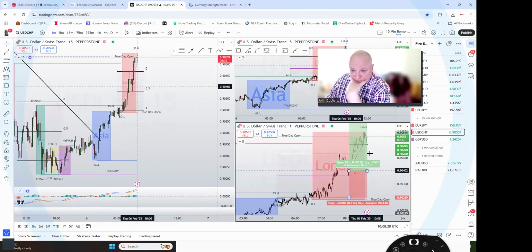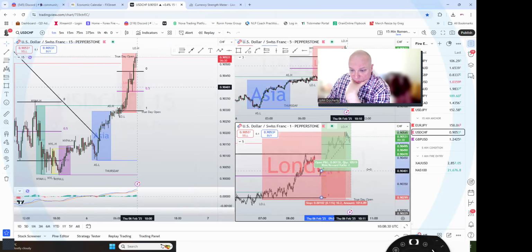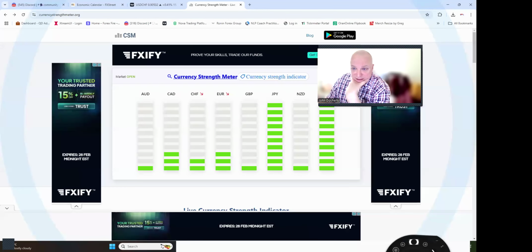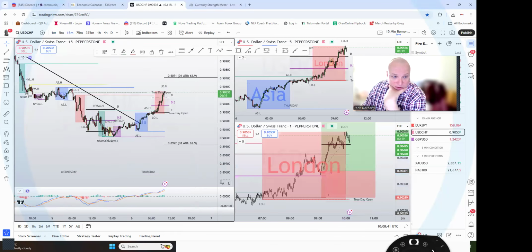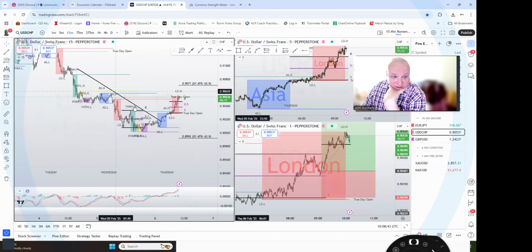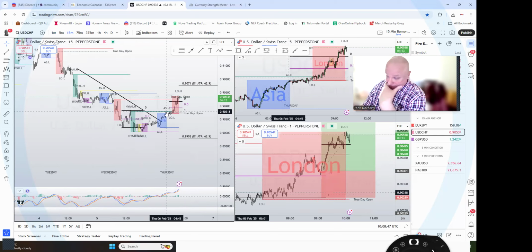USD, Swiss franc. What we've done with this one, okay, we've noticed that the USD was the stronger, the Swiss franc was the weaker. We also looked at what was happening prior on the prior days. We've been in so much bearish momentum. We've had a market structure shift.